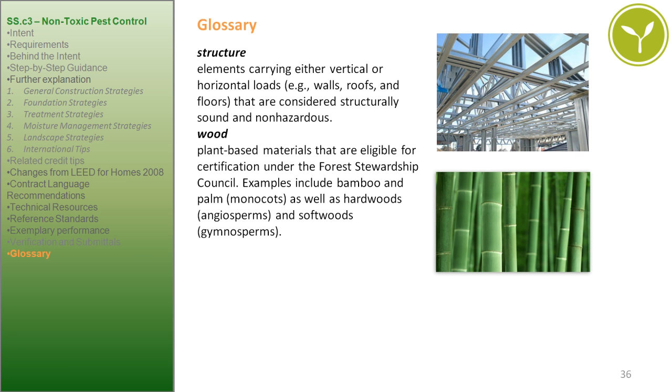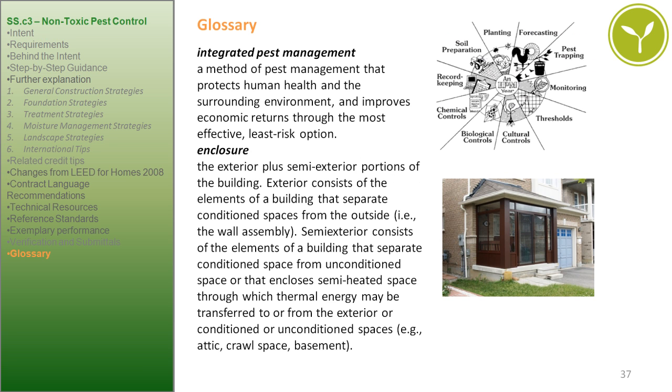Glossary or definition of terms. Structure. Elements carrying either vertical or horizontal loads, example, walls, roofs, and floors, that are considered structurally sound and non-hazardous. Wood. Plant-based materials that are eligible for certification under the Forest Stewardship Council. Examples include bamboo and palm, monocots as well as hardwoods, angiosperms and softwoods, gymnosperms. Integrated pest management, a method of pest management that protects human health and the surrounding environment and improves economic returns through the most effective, least risk option.